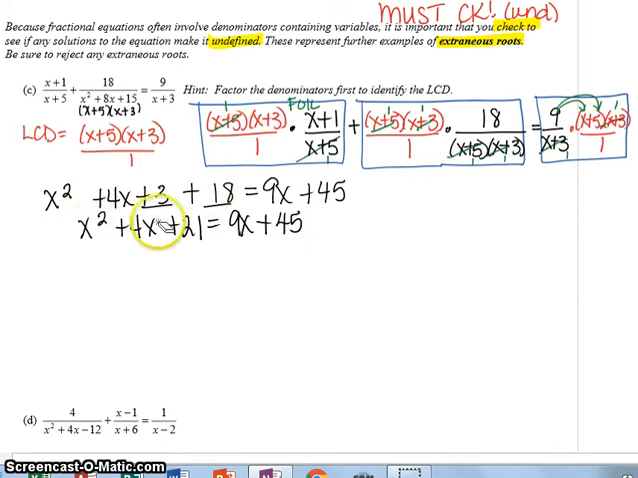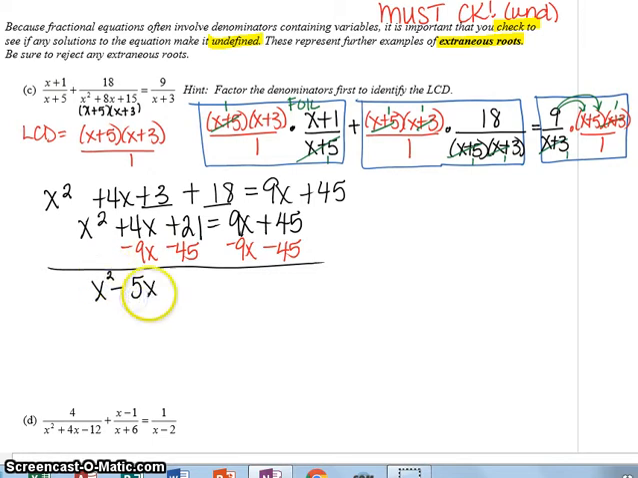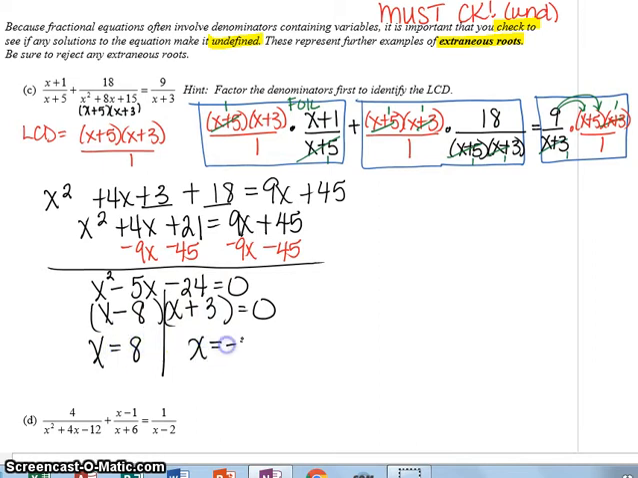At this stage in the game, you should be thinking trinomial. So let's move everything to one side and set it equal to 0. Okay, so I'm going to get x squared minus 5x minus 24 equals 0. Now you're going to factor the trinomial. You're going to say what multiplies to give me a negative 24 but adds to a negative 5. It's negative 8 and positive 3. So I get x equals positive 8, x equals negative 3.